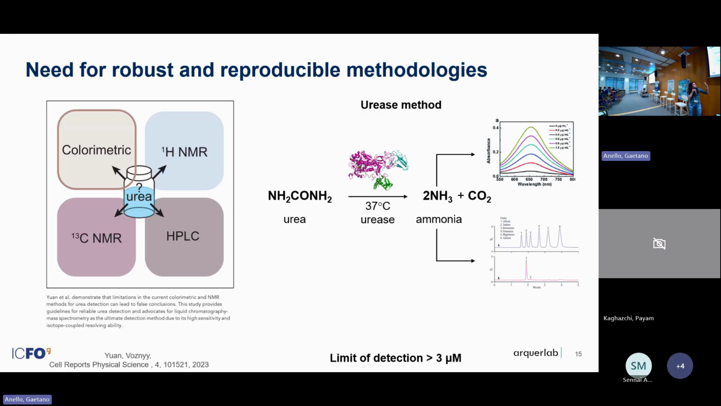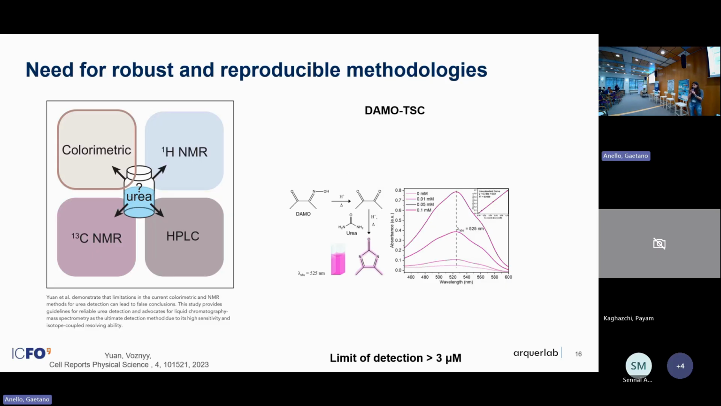I will stop upon the urease method, which is the reaction of urea with an enzyme, urease, that decomposes it to ammonia and CO2. And the resulting ammonia can be detected by UV-vis or by ion chromatography. I will also stop on that a little bit later. And another very common colorimetric method is the DMO-TSC. It's something that is used by many research groups, and I will explain a little bit now what is happening here.